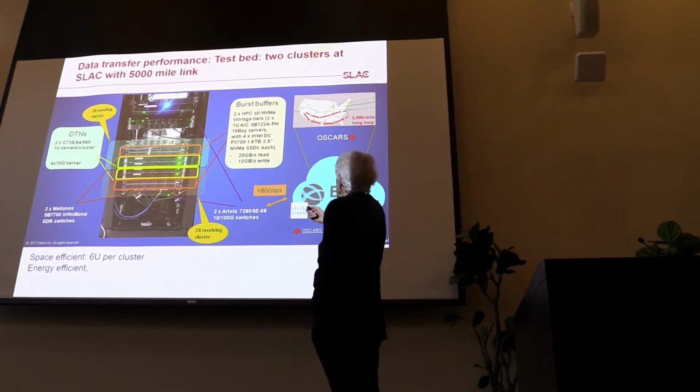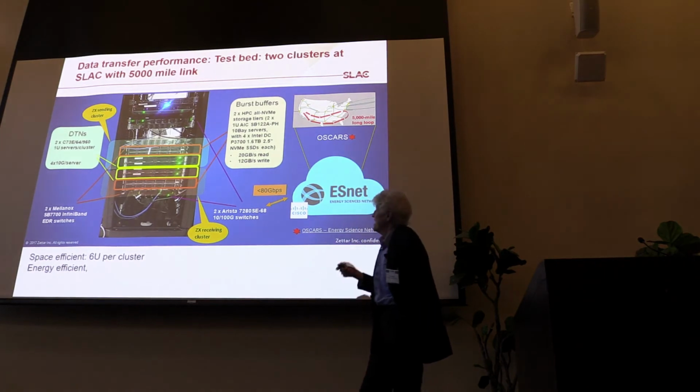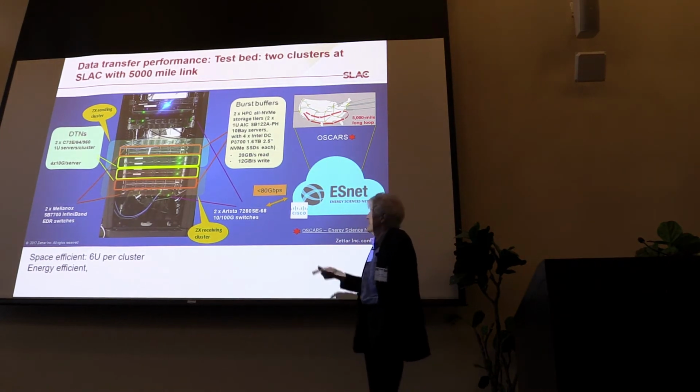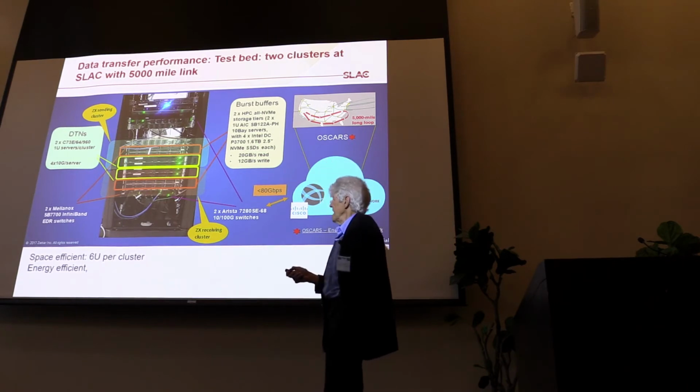And we're getting something like 80 gigabits per second. We're running over an ES link, running over the southern arc of ESNet to get it going. It's very space efficient. There's just 6 U's per cluster, including the switches.